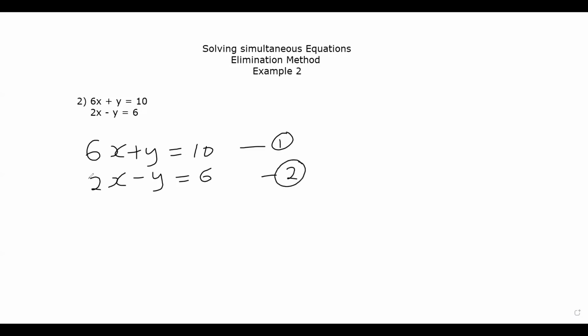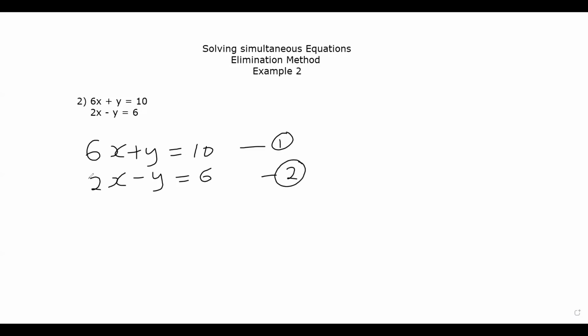I will rewrite both equations here. This is 6x plus y equals 10. Remember, this is my first equation, and the second equation is 2x minus y equals 6. So this is my second equation.